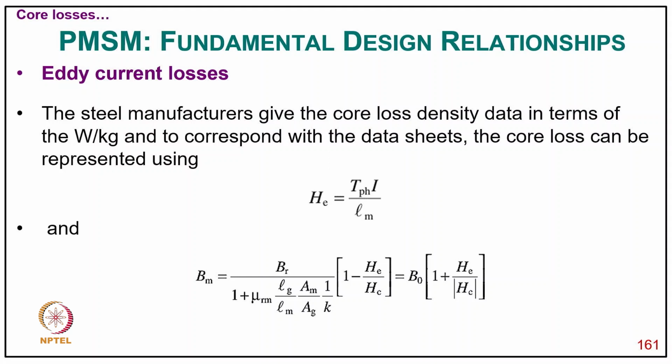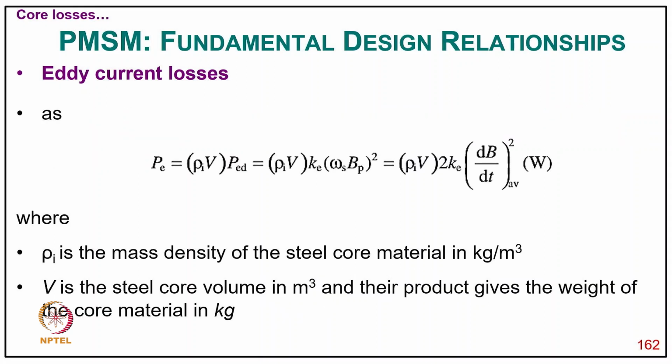where BM is equal to BR upon 1 plus mu RM LG upon LM into M upon LG, 1 upon K in bracket 1 minus HE upon HC equal to B0 in bracket 1 plus HE upon HC, and P equal to rho I into V into PD, that is rho I into V Ke omega s BP square equal to rho I V into 2Ke dB upon dt square average in watt, where rho I is the mass density of the steel core material in kg per meter cube, V is the steel core volume in meter cube, and their product gives the weight of the core material in kg.